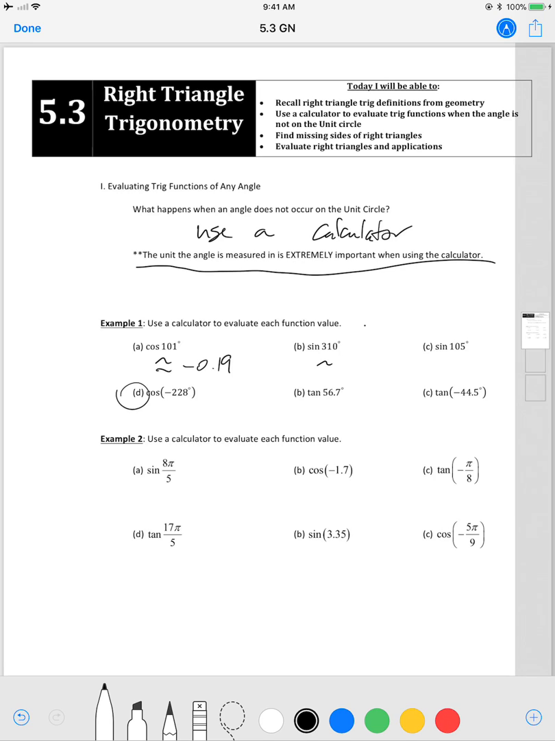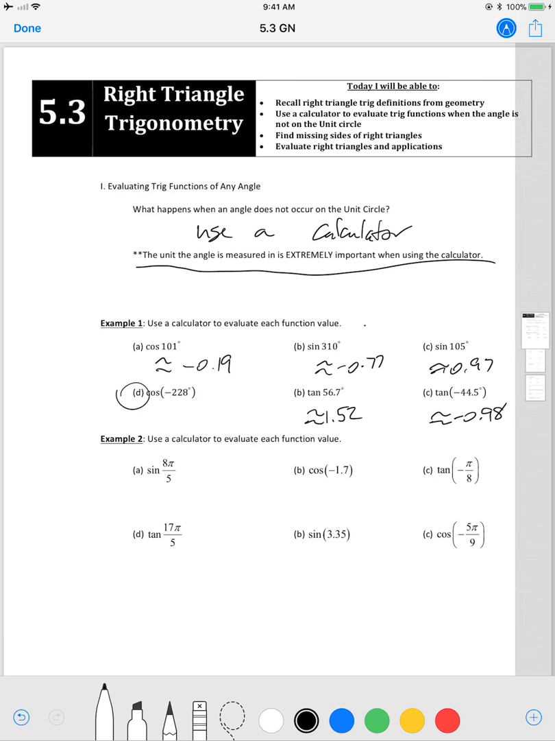So I went on ahead and plugged all of these in beforehand so that you wouldn't have to sit here and wait for me to do that. Okay, so here are those answers. And again, rounding to 2 decimal places. Those were all in degrees.